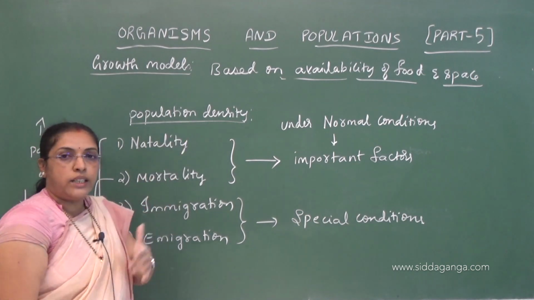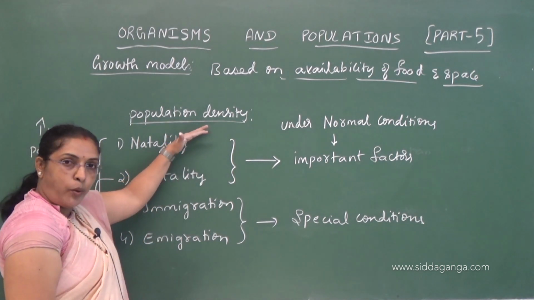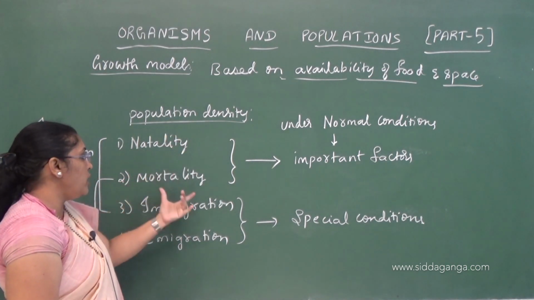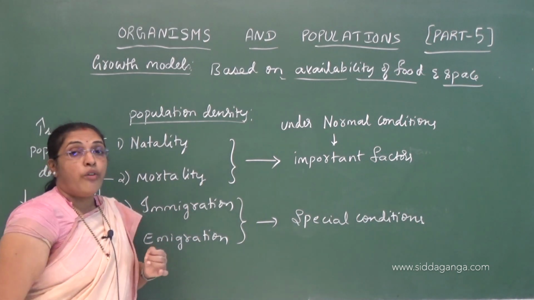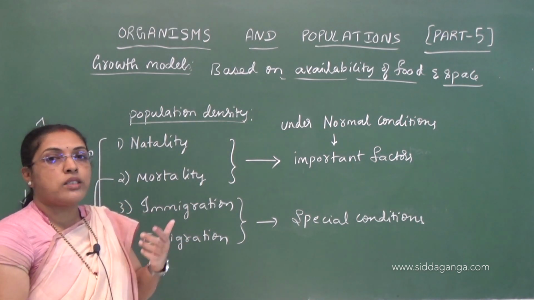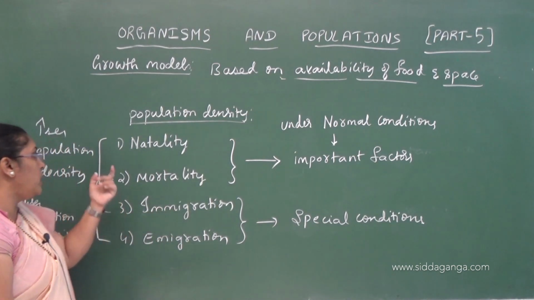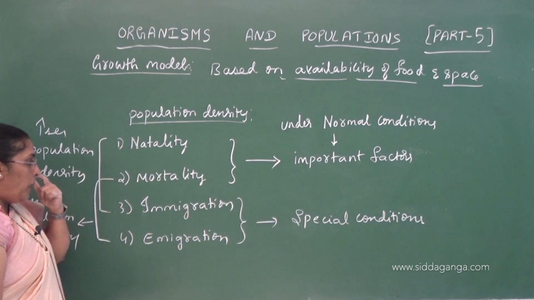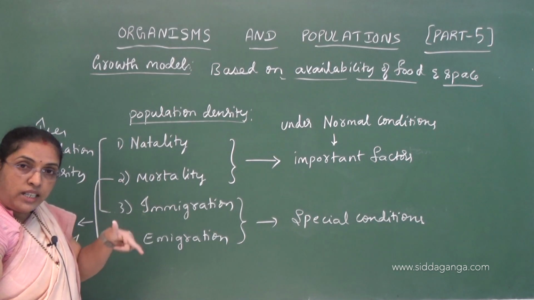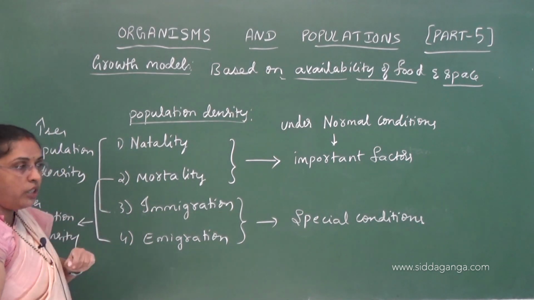For 2 marks, they ask: name the factors which influence population density. Then you have to write natality, mortality, immigration and emigration. For 1 mark they may ask, name the factors responsible for increase in population density. Then you have to write natality and immigration. The factors that decrease population size are mortality and emigration.